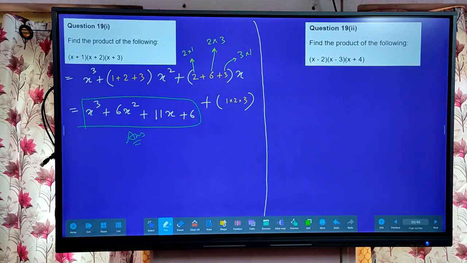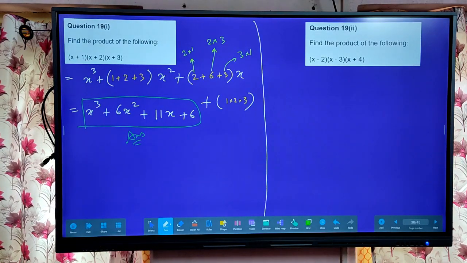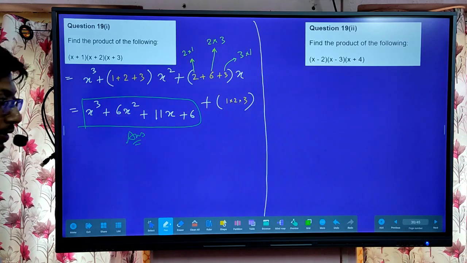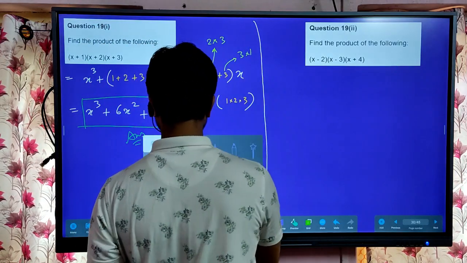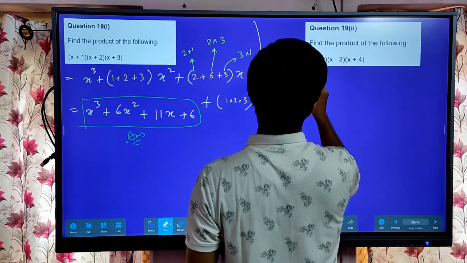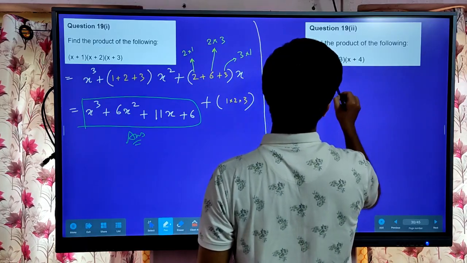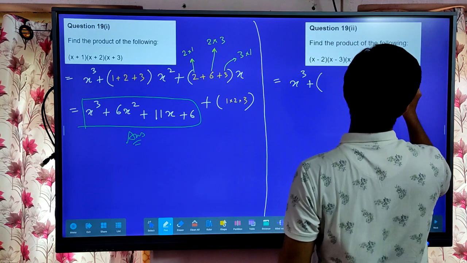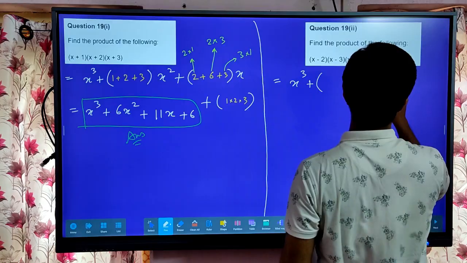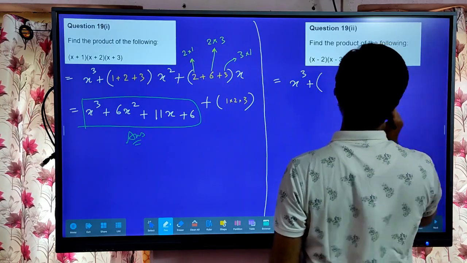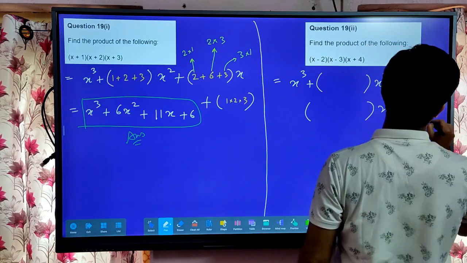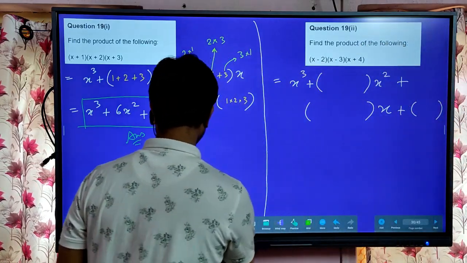Note it down. Hurry up. Pause the video. Let's go to the next question. This will be x cube plus, we'll keep some space and write x square plus, I will keep some space for the combination and then product.